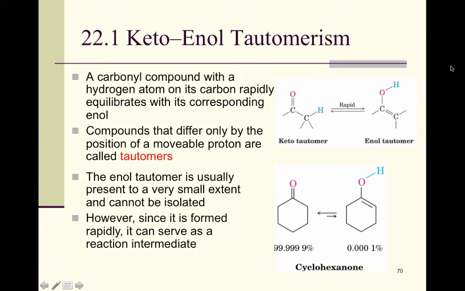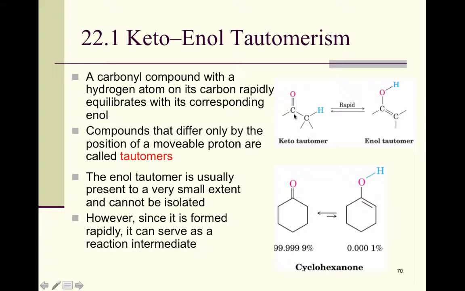Keto-Enol Tautomerism. A carbonyl compound with a hydrogen atom on its alpha carbon rapidly equilibrates with its corresponding enol. Compounds that differ only by the position of a movable proton are called tautomers. The enol tautomer is usually present to a very small extent and cannot be isolated. However, since it is formed rapidly, it can serve as an intermediate. Let's first look at the rapid interconversion of a keto tautomer and an enol tautomer.